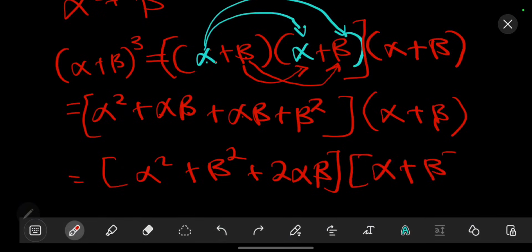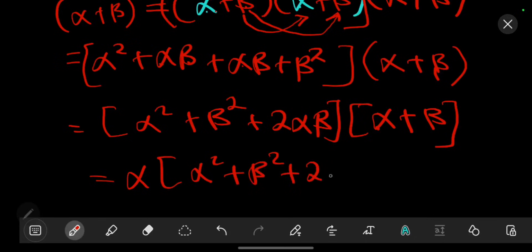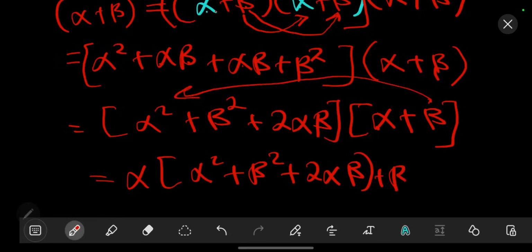So this gives us this. Expanding this further, here we have our alpha. So this value multiplies everything there. We are going to have our alpha multiplies everything, which is our alpha squared plus our beta squared plus our 2 alpha beta, like that. Then our beta multiplies everything, which can be written as plus our beta times our alpha squared plus our beta squared plus our 2 alpha beta, like that.